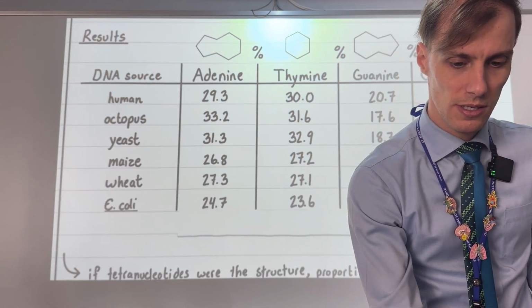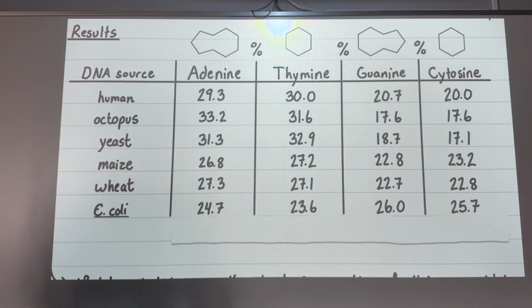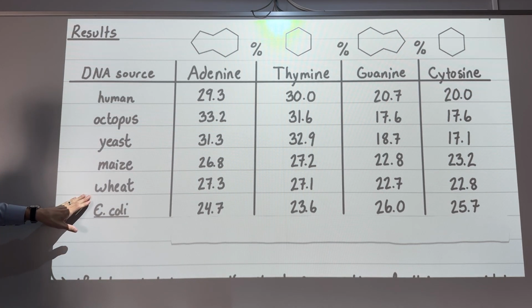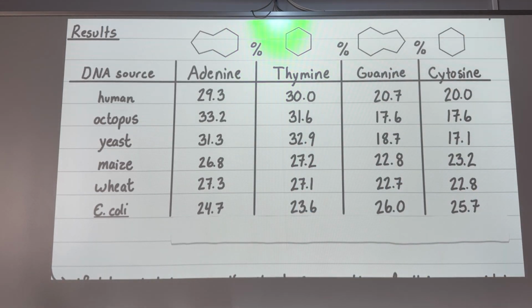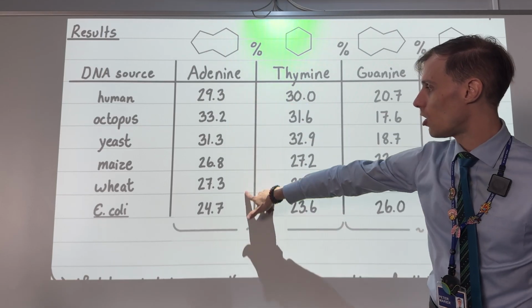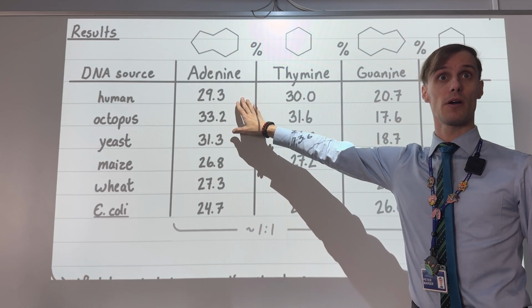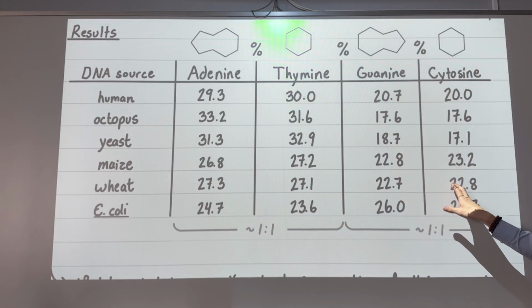Here are the results. This experiment examined the proportions of adenine, thymine, guanine, and cytosine across a number of different organisms: humans, octopus, yeast, maize, wheat, E. coli, and this isn't even all of them. He did more than this. What pattern do you see here? Almost all of these are extremely similar in number or proportion, and these are extremely similar.